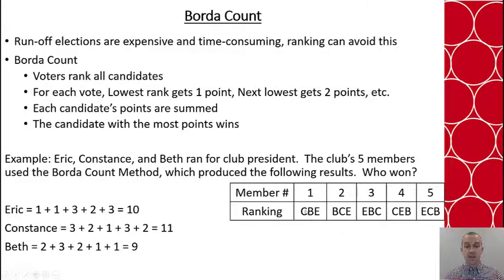And then Beth got 2 points for the first voter, 3 points for the second voter, 2 points for the third voter, but only 1 point for each of the final voters, for a total of 9. So using a Borda count method, Constance would win this election for club president.